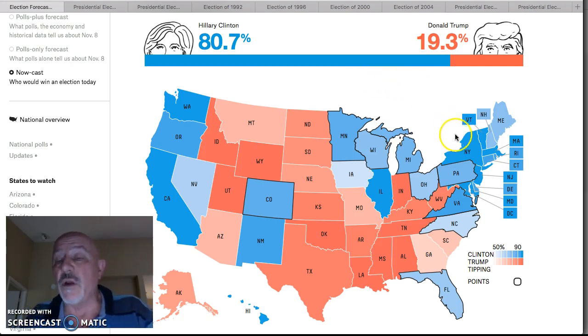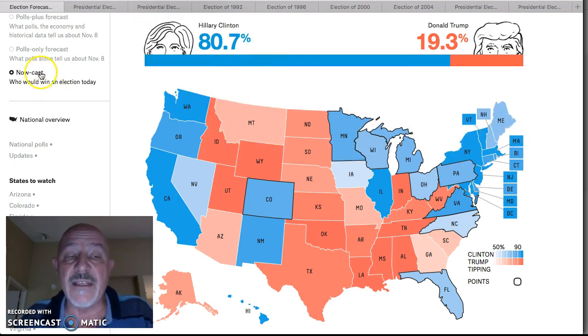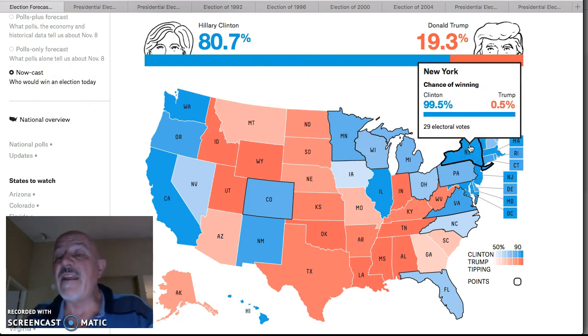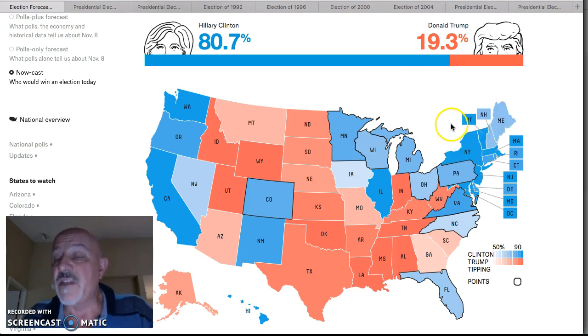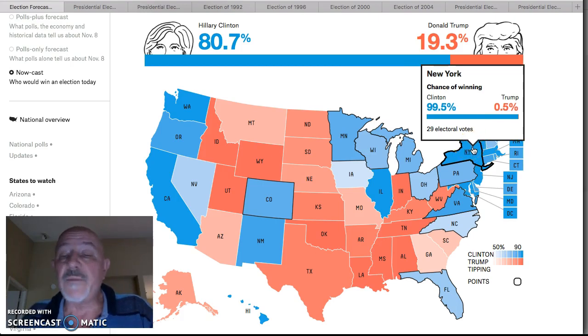So let's look at New York. New York has about a 99.5% chance that, if the election were held today, because remember, this is the Nowcast, the election would go to Clinton. So it is the deepest shade of blue.